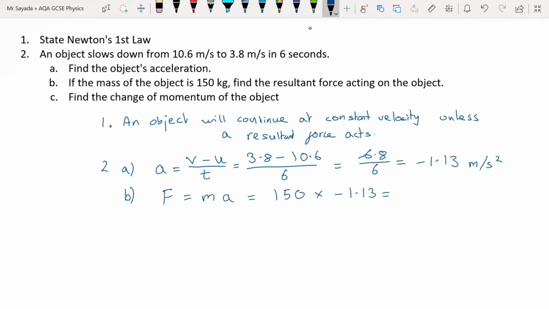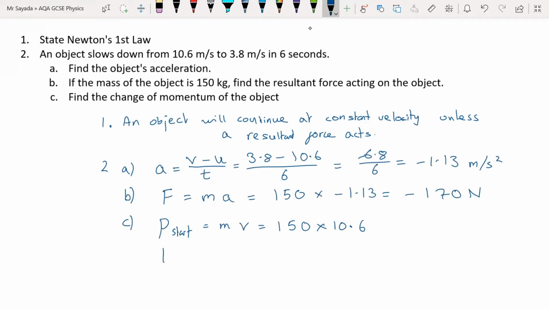And finally, the change in momentum. So I need to work out the momentum at the start. So p at the start was mass times the original velocity. That was 150 times 10.6. And then I need to work out the momentum at the end. So that's the mass times the velocity at the end. So that's 150 times 3.8. I'll work both of those out with a calculator.